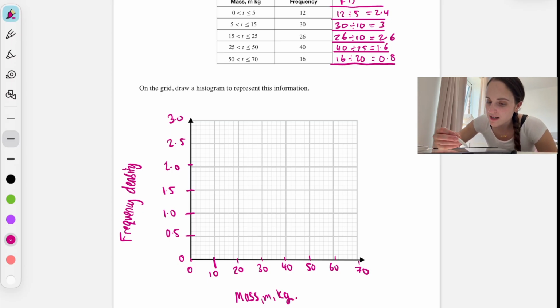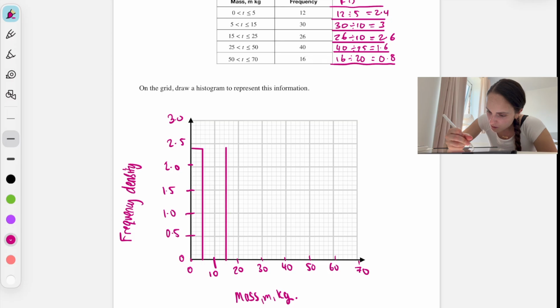So for the first one, I need to go along to 5 and then up to 2.4. So I'm going to go along to 5, which is here, and I need to go up to 2.4. So 2.4 is going to be here, and I'm going to draw that bar like so. The next one, I'm going to go from 5 to 15 and up to 3. So 5 to 15, 15 is here, and I'm going to go all the way up to 3. So that's here. The next one, I'm going to go from 15 to 25 and then all the way up to 2.6. So 25 is here, and I need to go up to 2.6, and 2.6 is going to be over here.